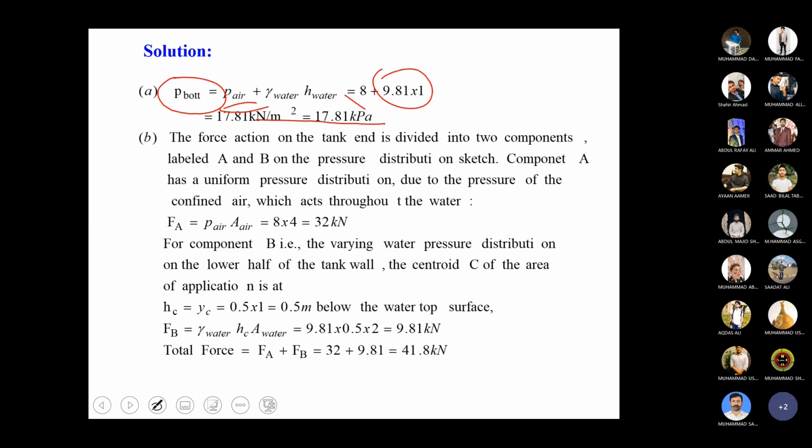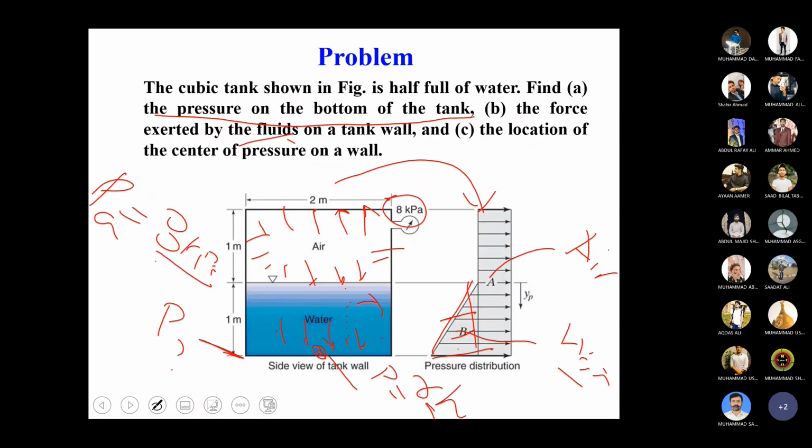Okay. So force FA is due to air and FB due to water. As the pressure exerted by air on the tank wall is already given, which is 8 kilopascal, we will simply multiply this pressure times the area in order to find the force due to air. Okay, so what would be the area while calculating force due to air? 2 meter square. Okay, or it would be 2 times 2, 4.